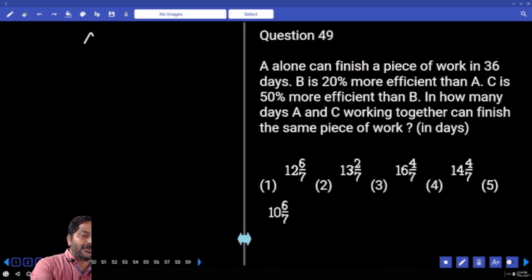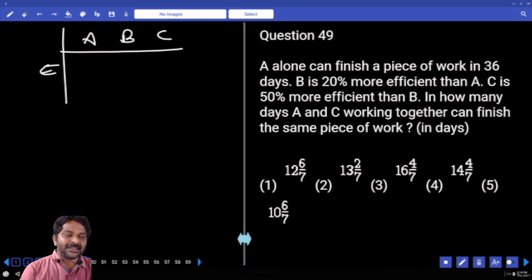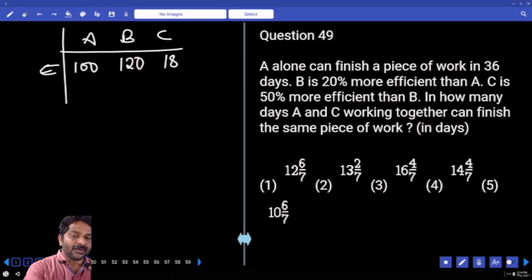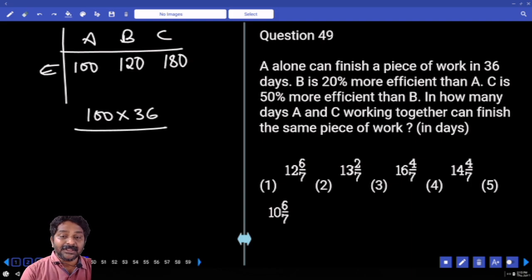Okay, right. Now, we know that there are three members, A, B, C, and efficiency is mentioned here. B's efficiency is 20% more than A. C is 50% more than B. If efficiency of A is 100, B's efficiency becomes 120, and C's efficiency becomes 180. Okay. And then the time taken by A to complete the work is mentioned as 36. Total work, in the sense, efficiency multiplied by days. A's efficiency 100, time taken by A 36. This is total work. This must be done by both A and C.